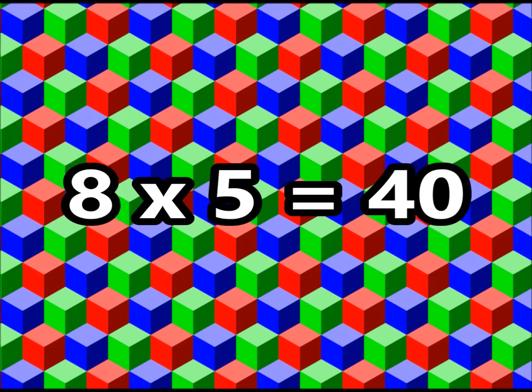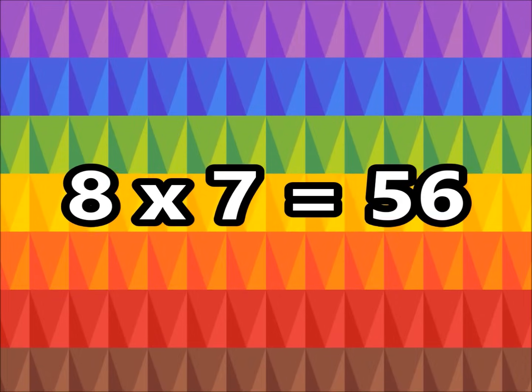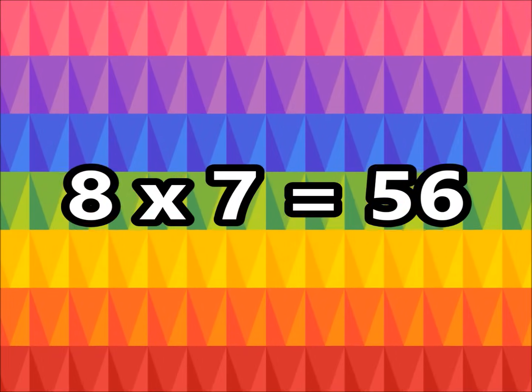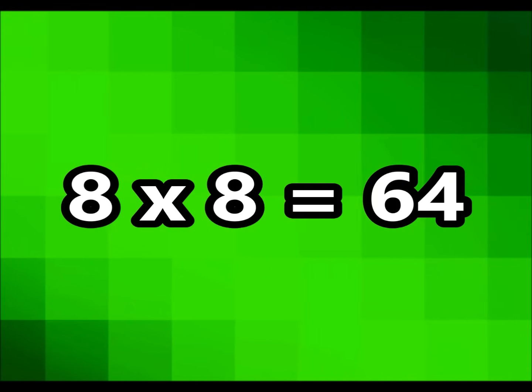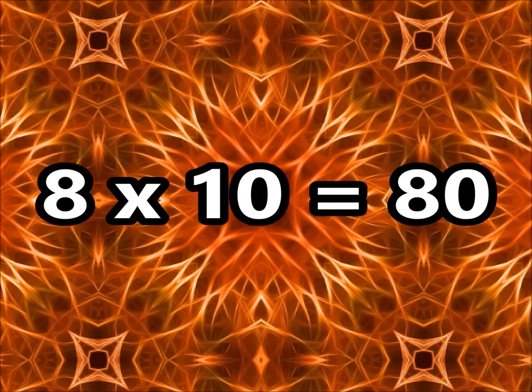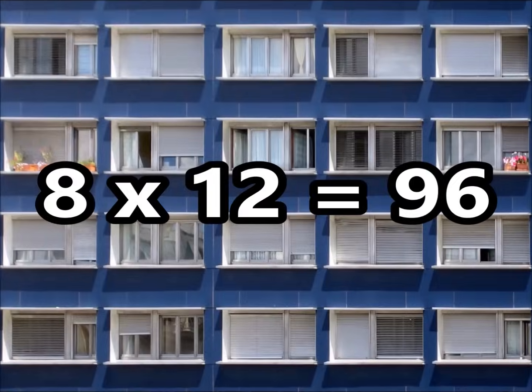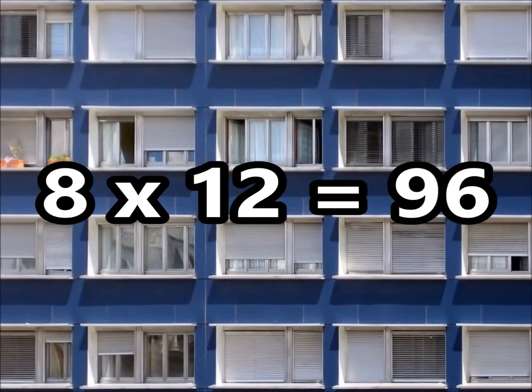8 times 5 is 40. 8 times 6 is 48. 8 times 7 is 56. 8 times 8 is 64. 8 times 9 is 72. 8 times 10 is 80. 8 times 11 is 88. And 8 times 12 is 96.